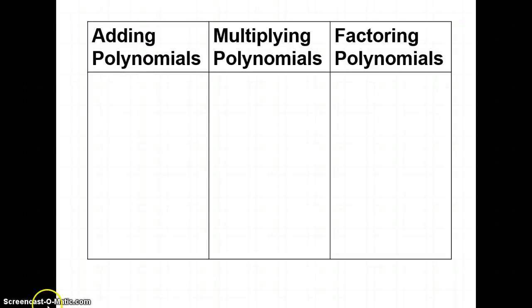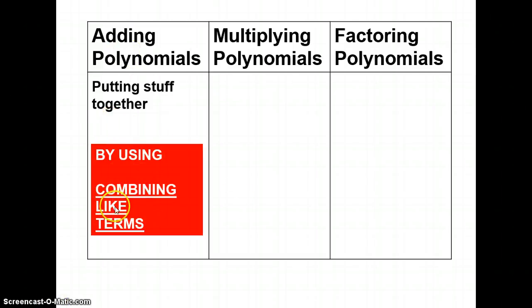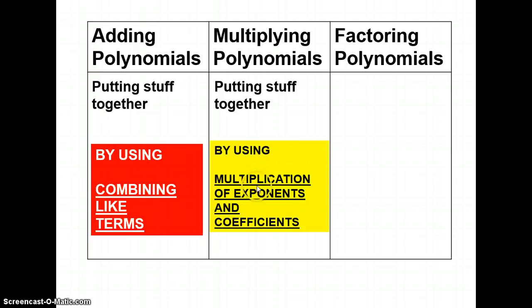Just to review what we've gone over so far, we've gone over adding and subtracting polynomials, which is pretty much just putting things together, a more sophisticated way of combining like terms. We've gone over multiplying polynomials by multiplying exponents and coefficients, and now we're going to factor.